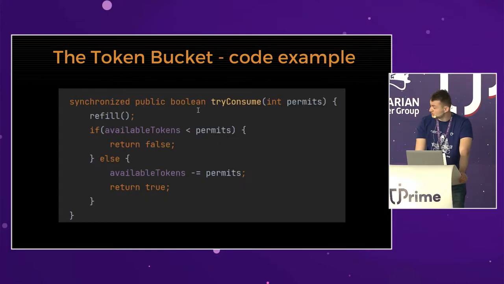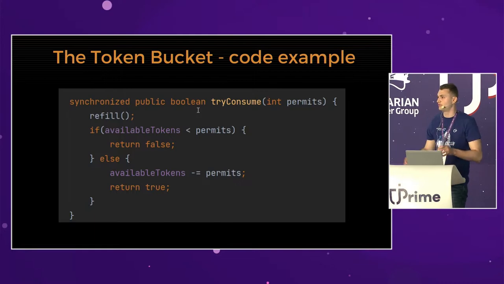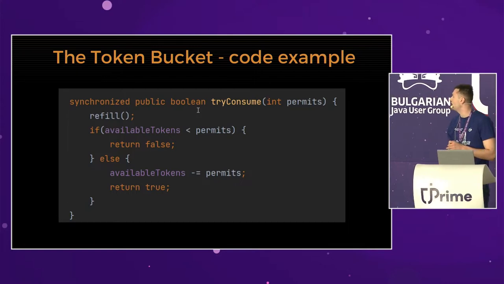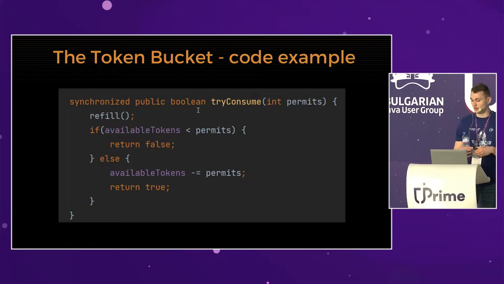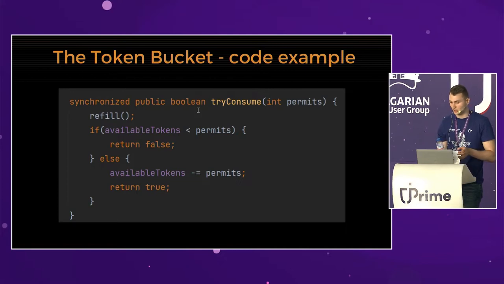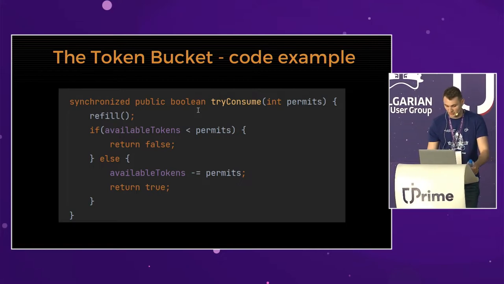And this is the main function, tryConsume. The argument is the count of permits, how many permits we need to consume. Usually, I think everyone here works with a RESTful API, we consume only one token, but sometimes we have a situation when we need to consume more than one token. And before we do consume, we do refill. But the main idea of this method is to check, do we have enough tokens or not? If we have enough tokens, okay, we just reduce them from available tokens and return true. If we don't have enough tokens, we just exit from the method.